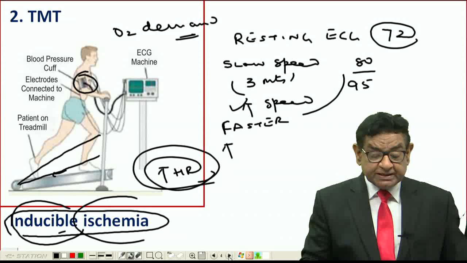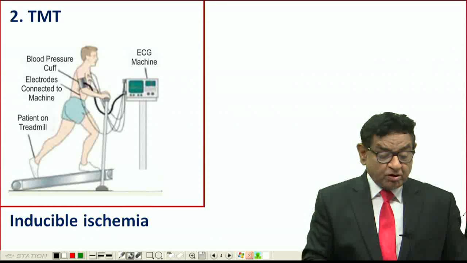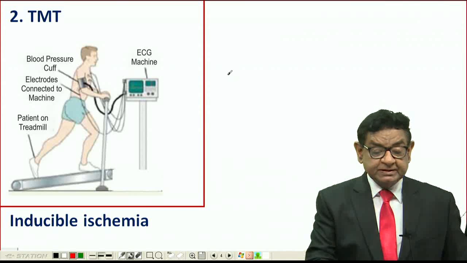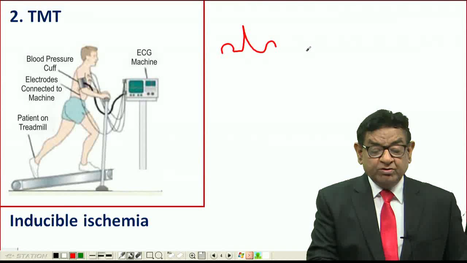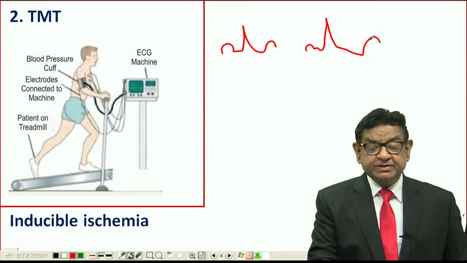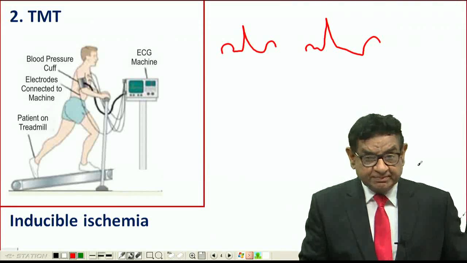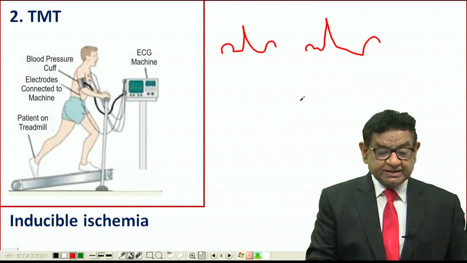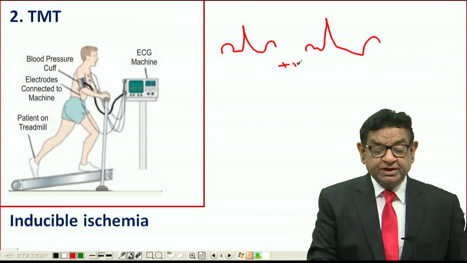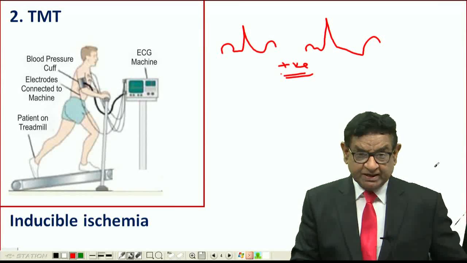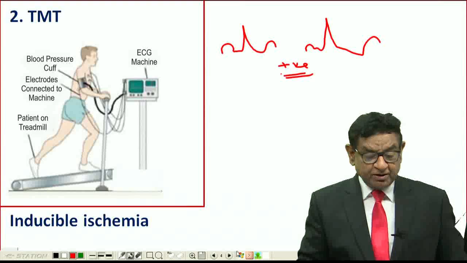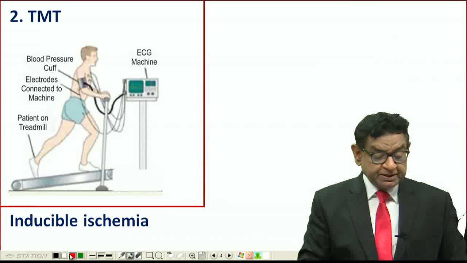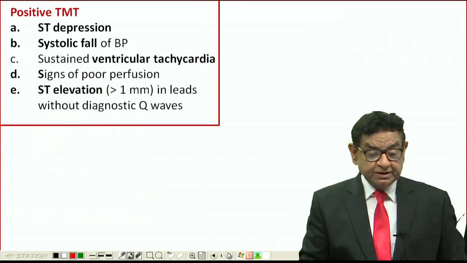Now, the initial ECG was normal in this case. That's why we went for TMT. Suppose this was the initial TMT, normal. And now, when heart rate increases, we start getting ST segment depression. So now we can say the test is positive for inducible ischemia. I hope you understood the meaning of inducible ischemia, right?